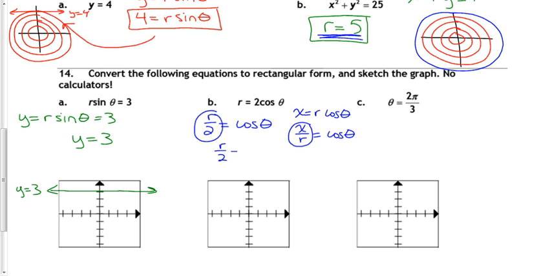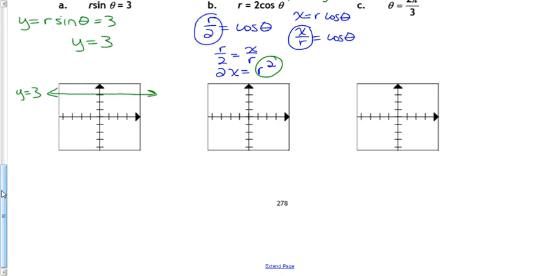So r over 2 is equal to x over r, I cross multiply, and I get 2x is equal to r squared, which is handy because now I have an x involved, but it's unfortunate because I have an r involved. But I like seeing r squared because I know what r squared is. By Pythagorean theorem again, x squared plus y squared is equal to r squared. So wherever I see an r squared, I can plug in x squared plus y squared. We're going to have a little bit of work to do, so I don't know if we're going to fit it all right here. I'm going to go down below the graph for right now.